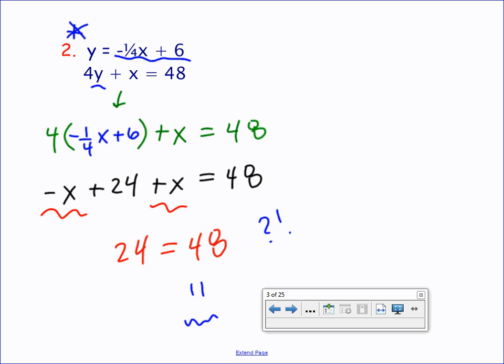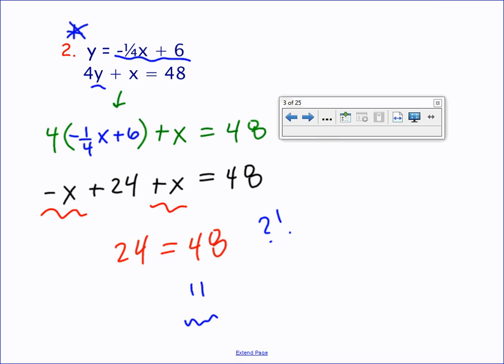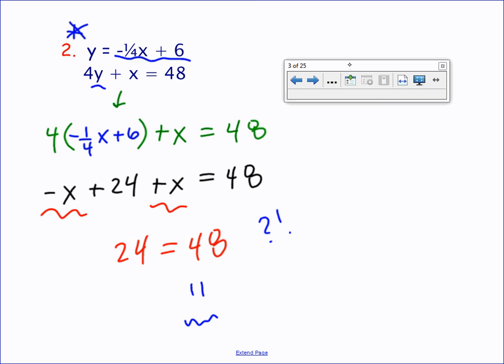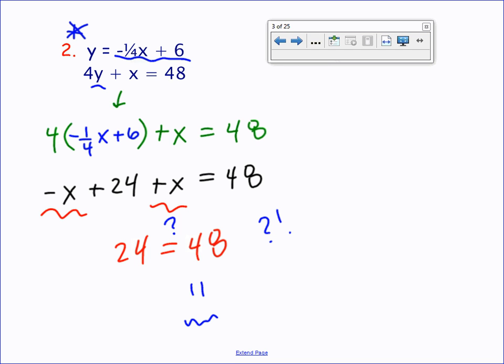I've generated algebraically an equation that's sometimes true, always true, or never true. Is that equation sometimes true, always true, or never true? Joe? Never true, and so that's an indication that I have how many solutions? Mark? 0. Yeah, 0 solutions. When I get this statement, 24 equals 48, that's an equation that's never true. That's my algebraic indication that I must be dealing with a system that has no solution. And so I'm going to write that for my answer. This would be no solution.